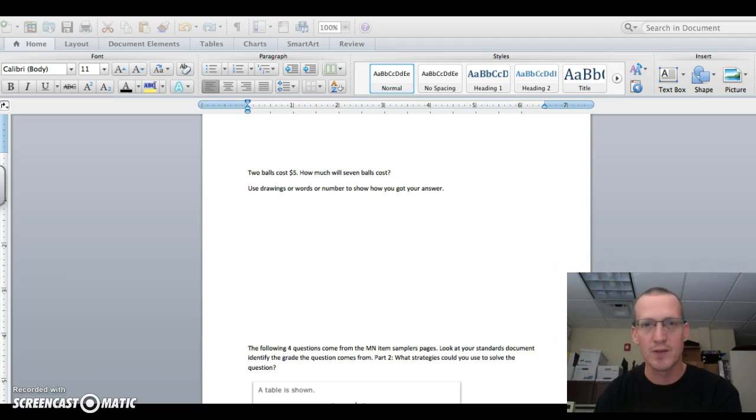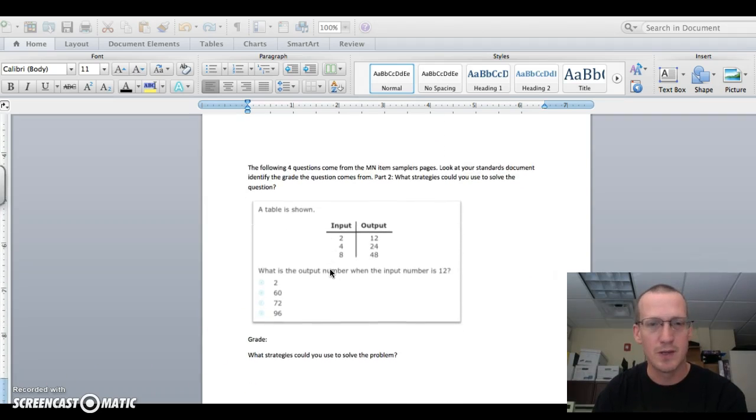Use drawing or words or numbers to show how you got your answer is the first one. And we started looking at that data. Next question. What we want to do is extend that pattern. So what is the price of 1? Look at your input. We have 2, 4, we're skipping 6, and we go right to 8.